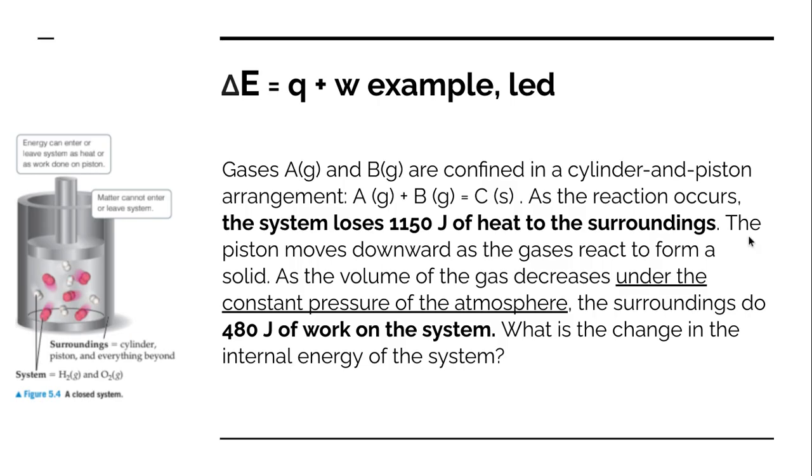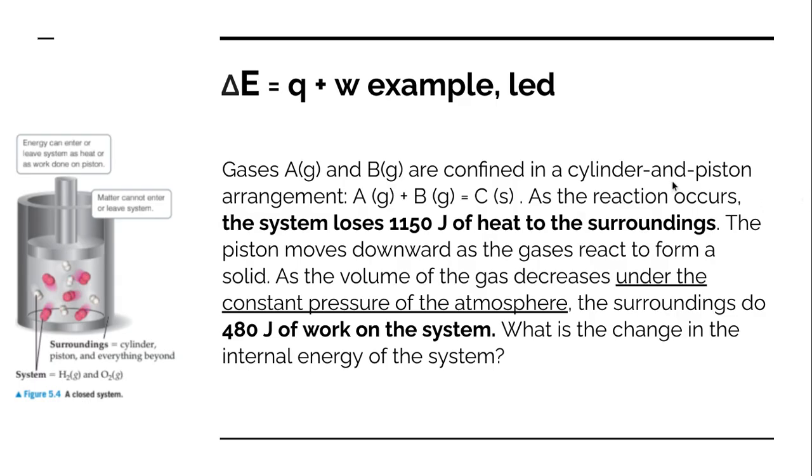Alright, gases A and B are combined in a cylinder and piston arrangement. Gas A plus gas B will give us a solid precipitate. As the reaction occurs, the system loses 1,150 joules of heat to the surroundings. The piston moves downward as the gases react to form a solid, as the volume of the gas decreases under the constant pressure of the atmosphere. The surroundings do 480 joules of work on the system. What is the change in the internal energy of the system?